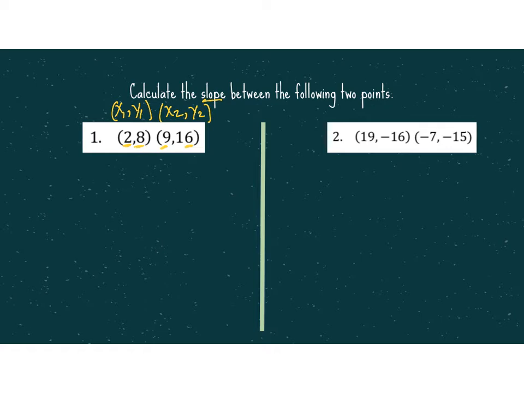So when you take those 2 points, you want to plug them into that slope formula. Once again, my slope is y2 minus y1 over x2 minus x1. In this case, I would plug in y2, which is 16, minus y1, which is 8. And I would divide that by x2, which is 9, minus x1, which is 2.